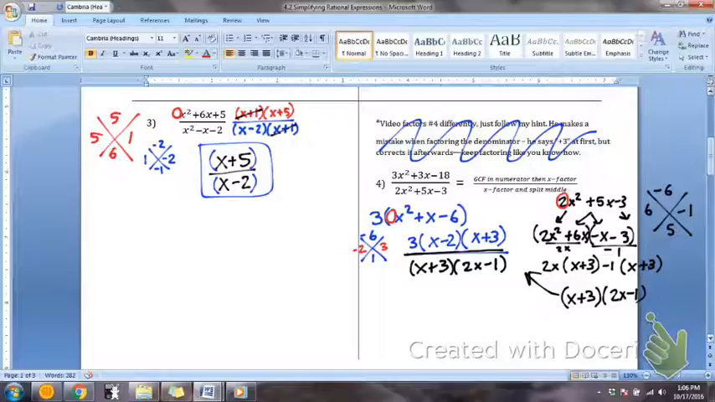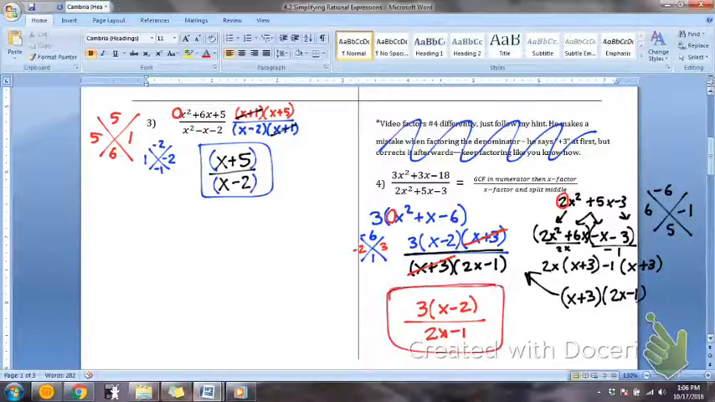Anybody see anything that I can cancel here? I hear one person. X plus 3. Okay, so I'm going to knock out that x plus 3. And I'm left with 3 times x minus 2. And in the denominator, I'm left with 2x minus 1. Questions there? Factoring, factoring, factoring, factoring, factoring. Did I mention factoring?